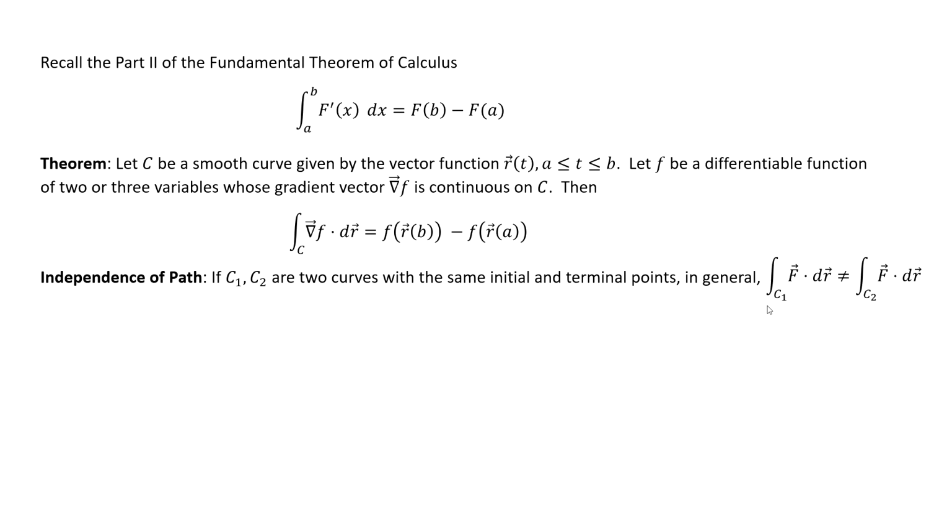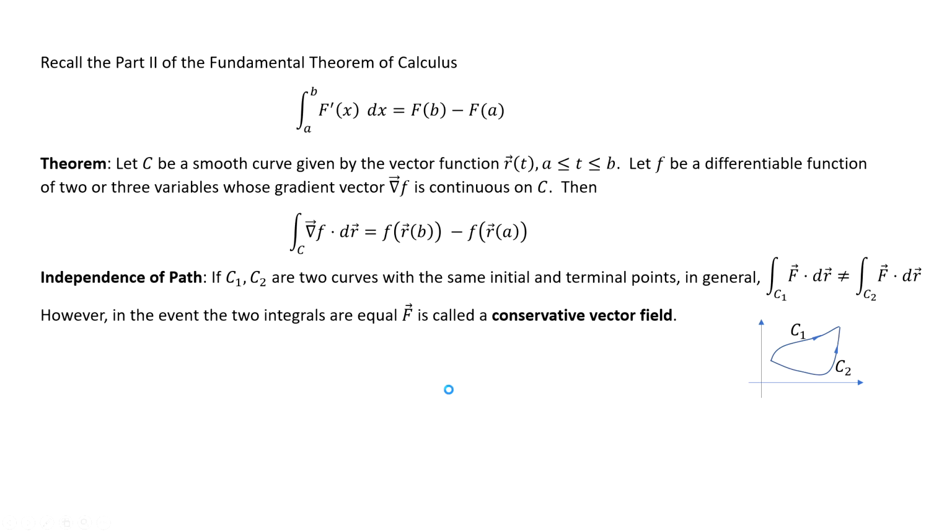You cannot say that. But then, however, okay, by the way, would you agree that the initial and terminal points are this and this? So I can go along curve C1 or I can go along curve C2. In general, these two integrals would be different. However, in the event the two integrals are equal, then we call this F a conservative vector field. Cool? That is an interesting one. The F is called a conservative vector field.